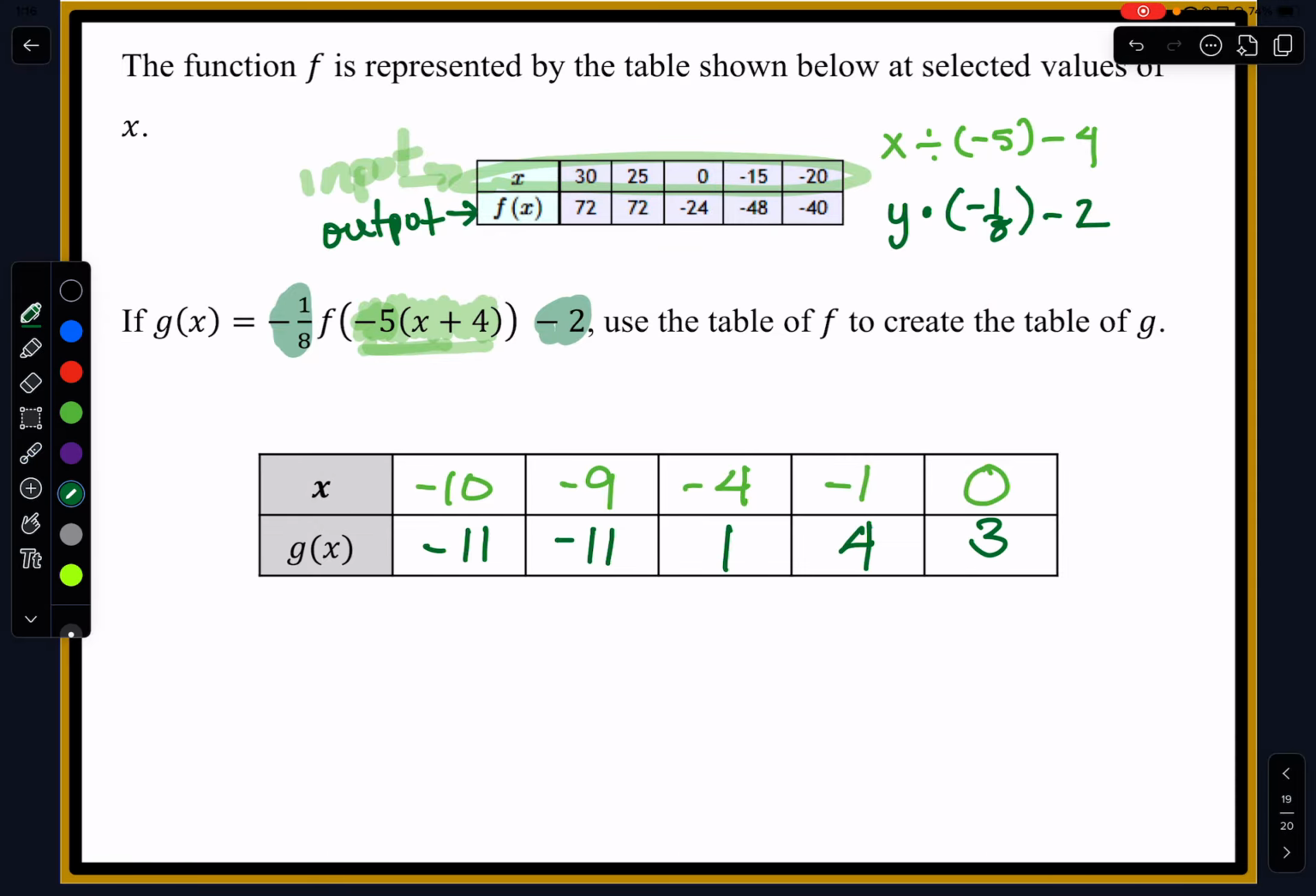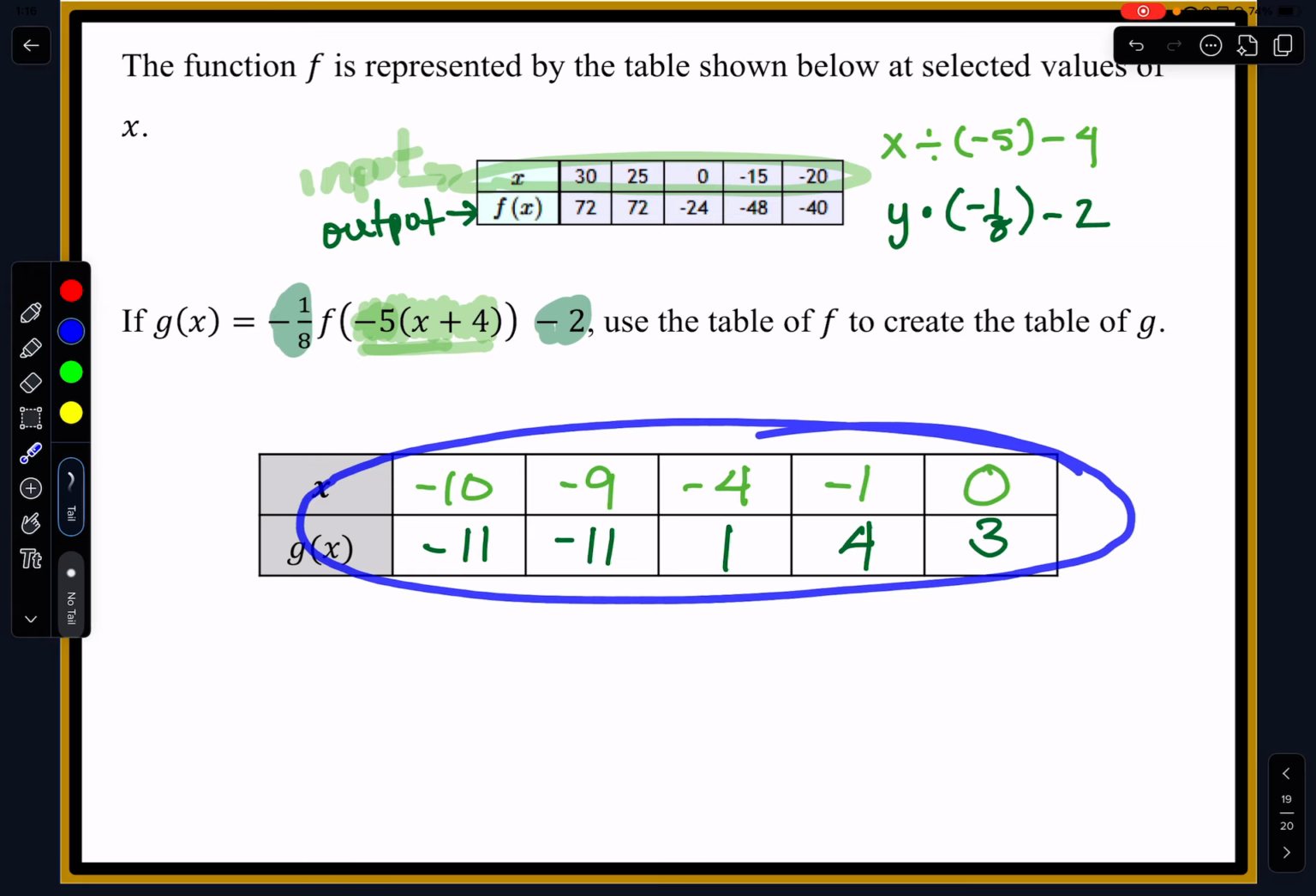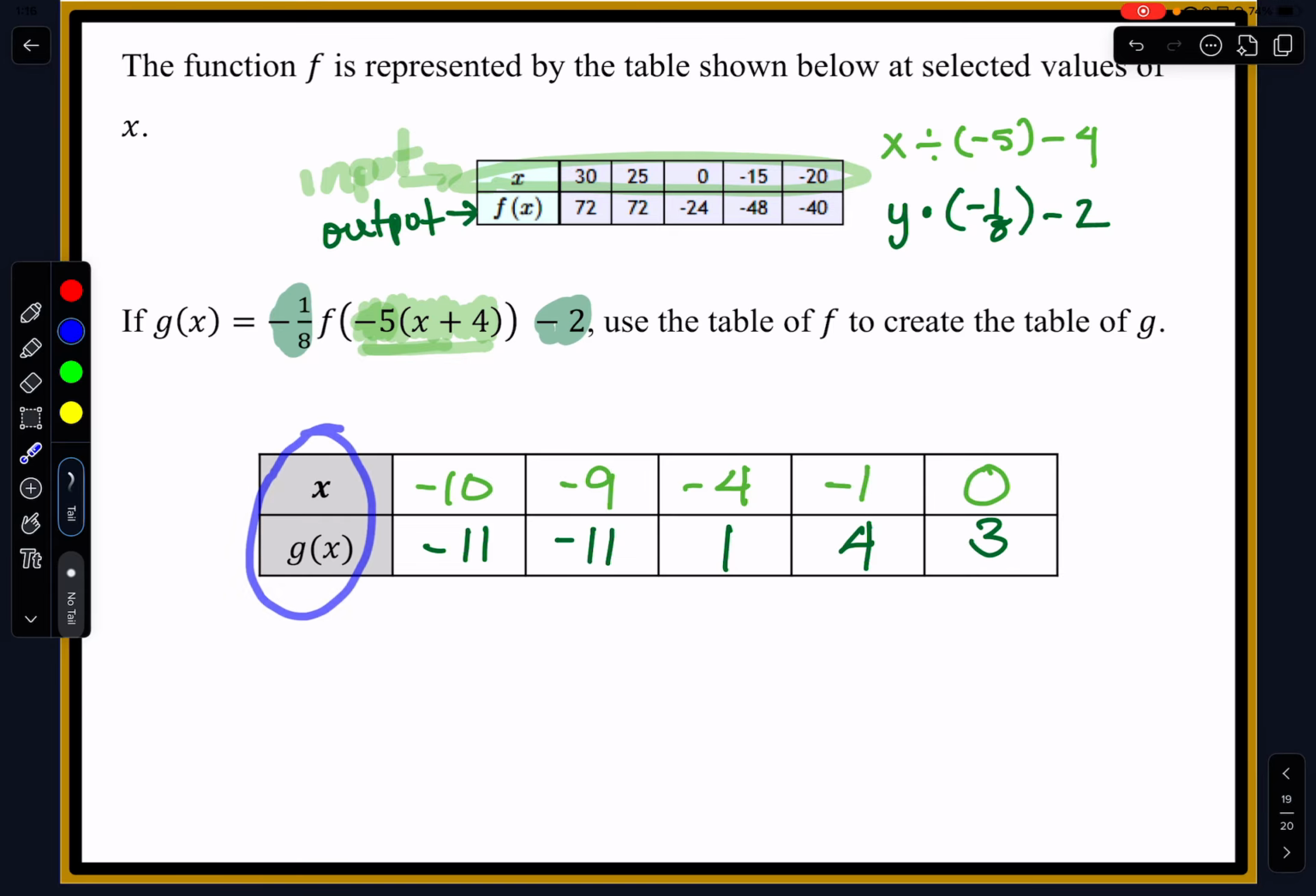So those are the inputs and outputs of the function g when we transform f by dilating the x values by a factor of 1 over 5 and reflecting it, and also shifting it to the left. And by dilating the y values, the vertical dilation of negative 1 over 8, along with the vertical reflection, and shifting it down 2 units.